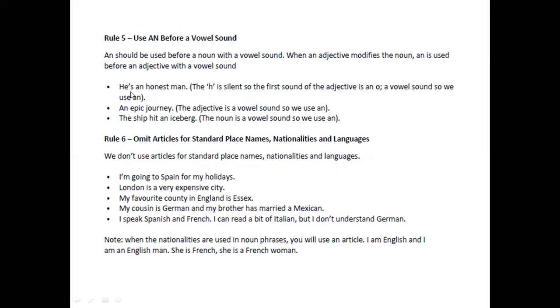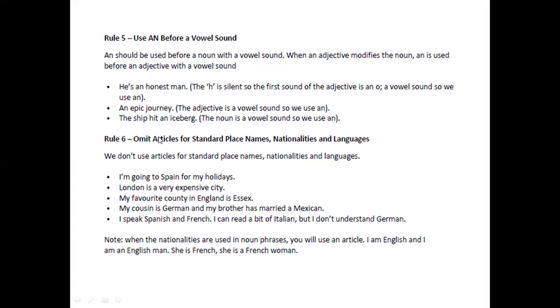For example, he is an honest man. Here the H is silent. So the first sound of the adjective is a vowel sound. So we use an. So he is an honest man. Next one, an epic journey. The adjective is a vowel sound. So we use an. Next, the ship hit an iceberg. The noun is a vowel sound. So we use an. So this is the rule for the fifth one.